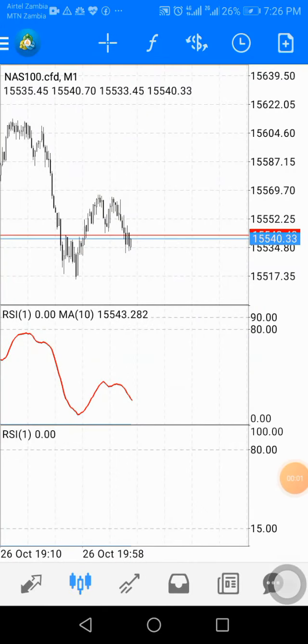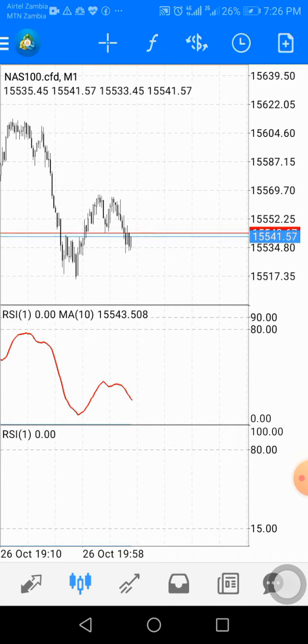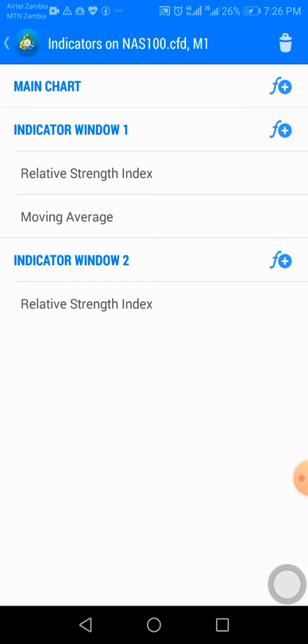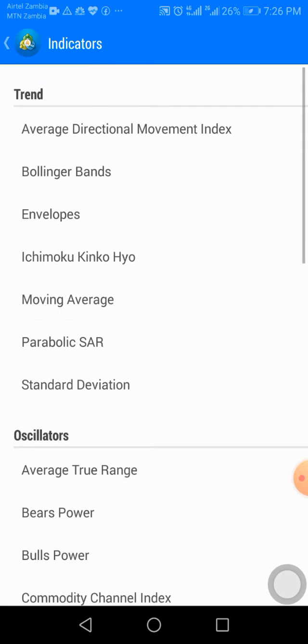Okay, so now ladies and gentlemen, as you can see, we have put the RSI below there. On that RSI, we are simply going to attach another indicator. This time not the moving average, but the Ichimoku. So let me go back to my indicators. I'll go to indicator window 2 this time, because I want it on the RSI of the second chart below. So this is the Ichimoku Kinko Hyo.